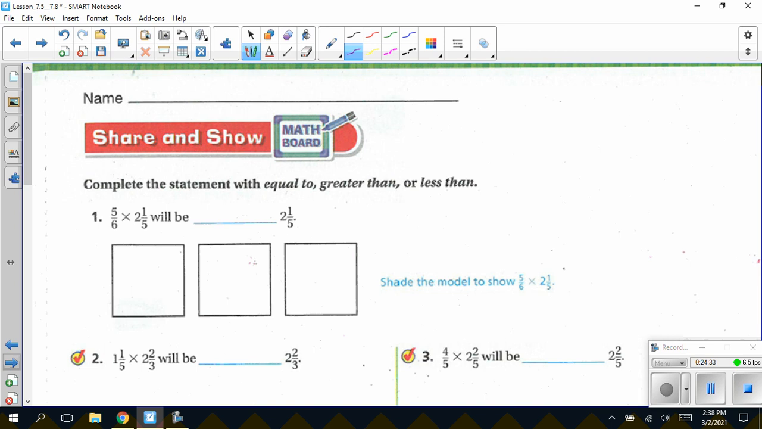So for number 1, 5/6 times 2 1/5. So I have a fraction times a mixed number. And if I look at my rules, I see that when I have a fraction times a mixed number, my answer will be less than the mixed number.